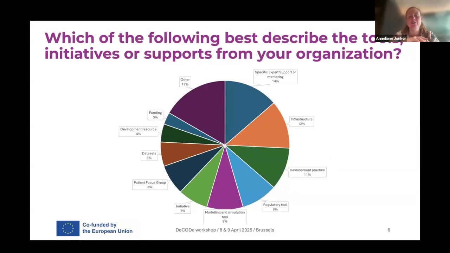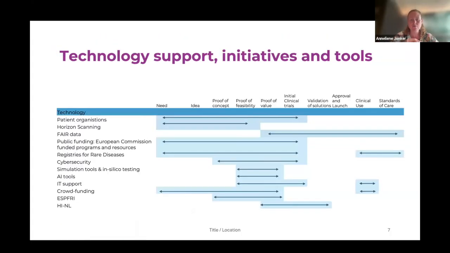We've had over 200 different initiatives, tools, and supports that are out there, and that all together cover, as you can see on the slide, quite a lot of different topics. So anything from funding, from infrastructure, from development practices, from regulatory, from patient support. And the question really was, if we're using the GAITS framework, how do we use them best? And how can we, on that GAITS framework, really work with the different tools and incentives?